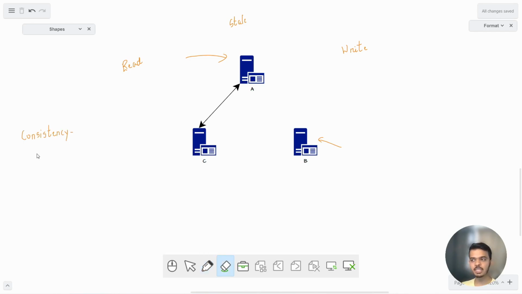Now in this particular scenario, if you want to guarantee consistency, then all the write requests should be stopped. Your system should not allow any write requests. What does that mean? It means that your system is not available for write requests. So if you want to guarantee consistency, you cannot guarantee availability.